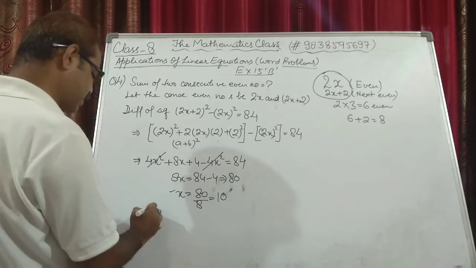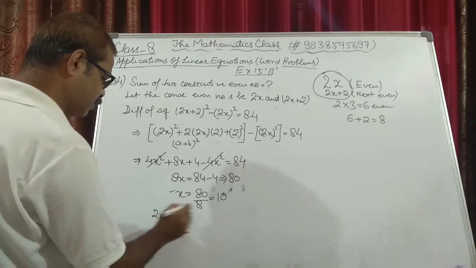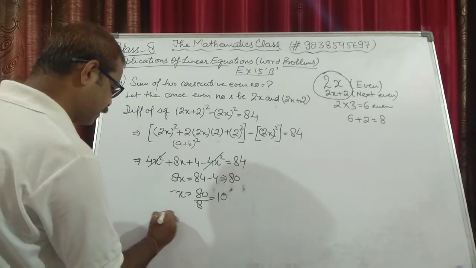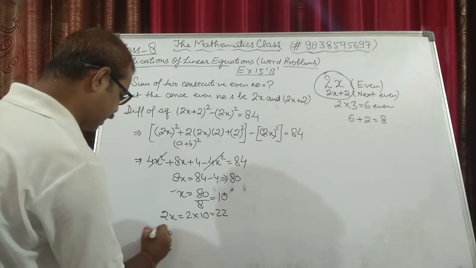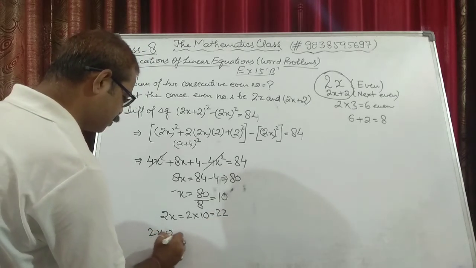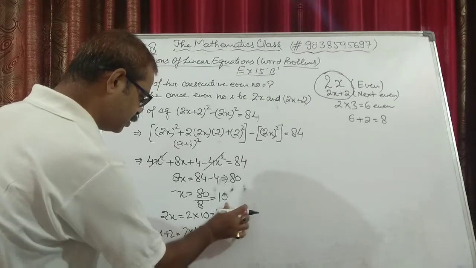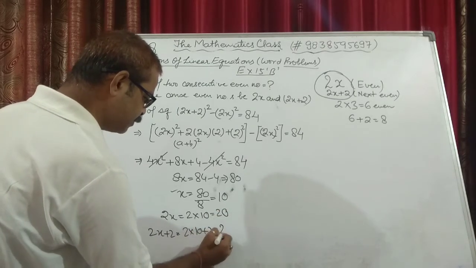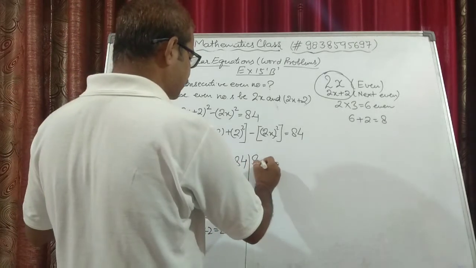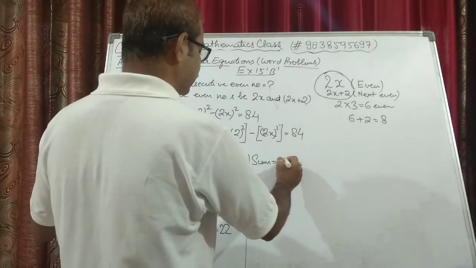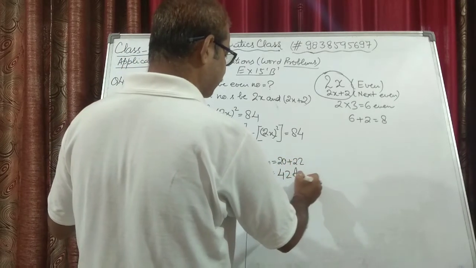So this is the value of x. One even number was 2x, that is 2 into 10, that is 20, and the other number was 2x plus 2, that is 2 into 10 plus 2, that is 20 plus 2, which becomes 22. So the sum of the numbers will be 20 plus 22, that is 42. That is the final value.